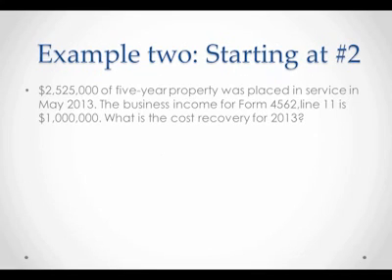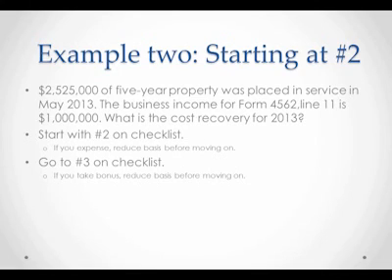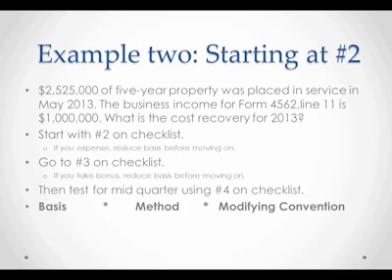So in our second example, we're placing in service more than $2 million with a 5-year property. So now what we have to do, once again, is start with number 2 on the checklist. If we are allowed to expense, reduced basis, check out number 3. If we do take bonus, reduced basis, test for mid-quarter, and then calculate basis, method, modifying convention.